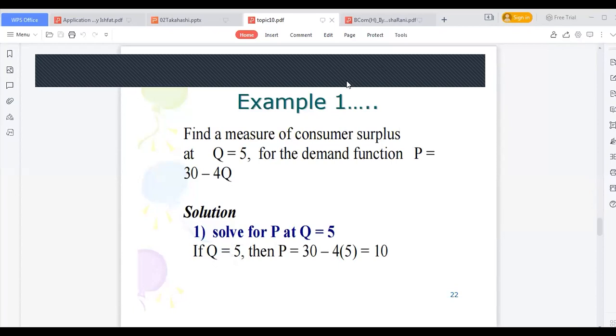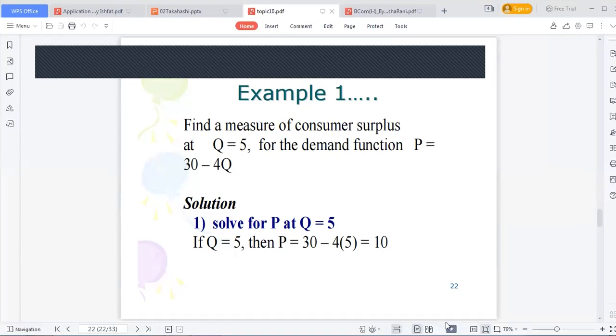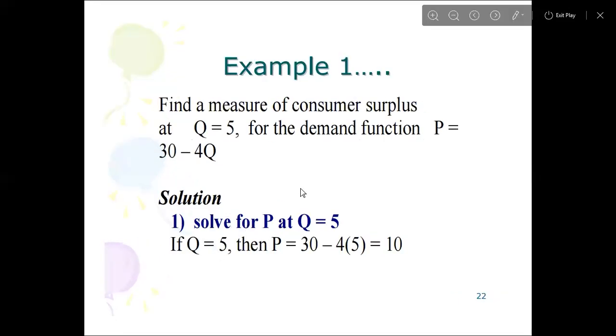Okay, now we'll discuss another type of problem. Similar problems you can solve. Find a measure of consumer surplus at quantity 5 and the demand function P equals 30 minus 4Q. In this example, we are given quantity equals 5. If quantity equals 5, then price can be found: 30 minus 4 into 5. That means price will be 10.